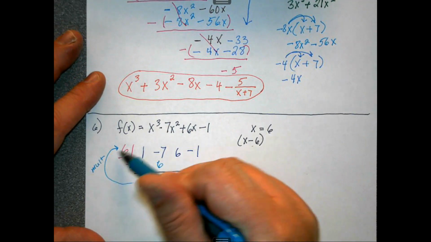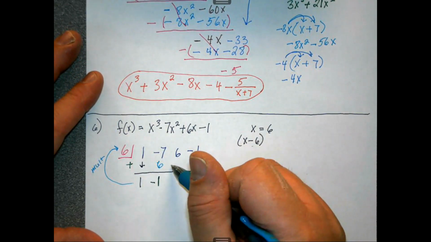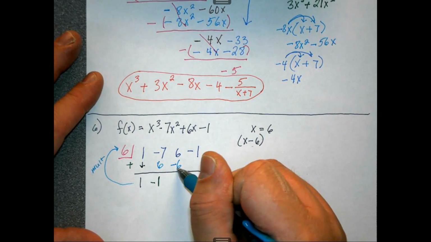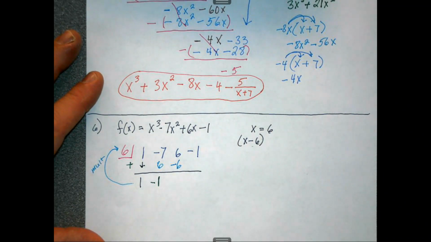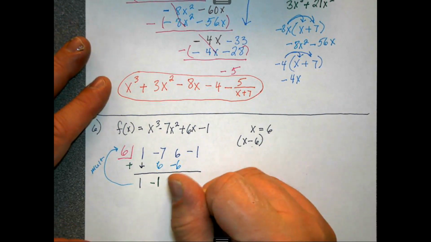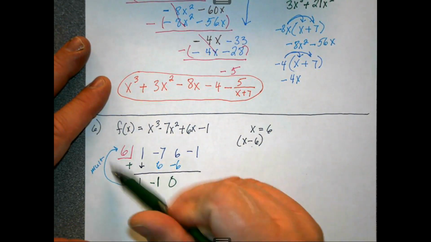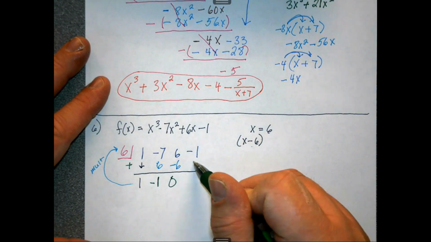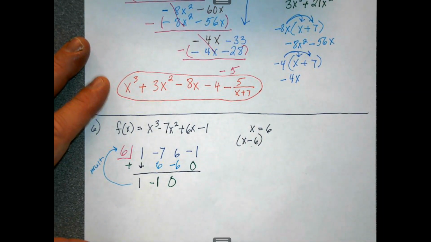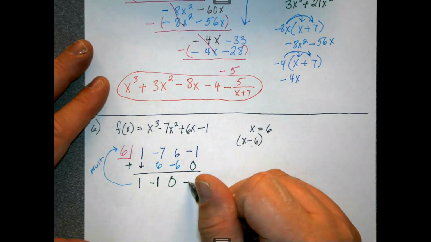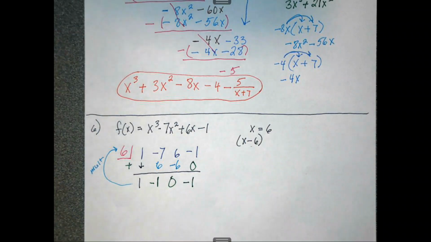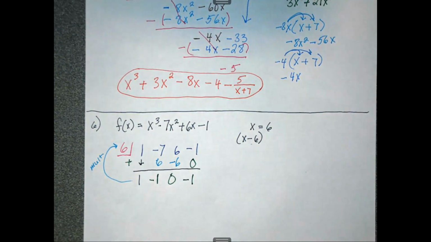Negative 1 times 6, negative 6. Good. 6 plus negative 6, 0. 0 times 6. Negative 1 plus 0. So we have a remainder. So 6 is not a 0.